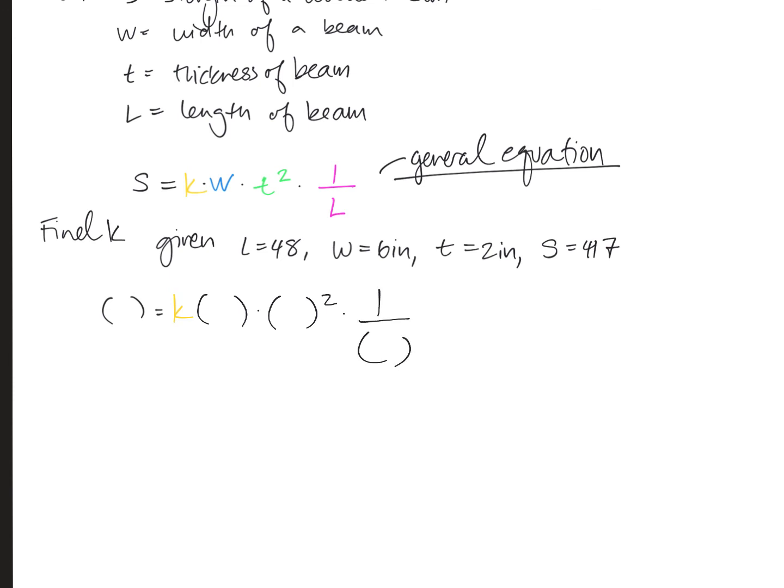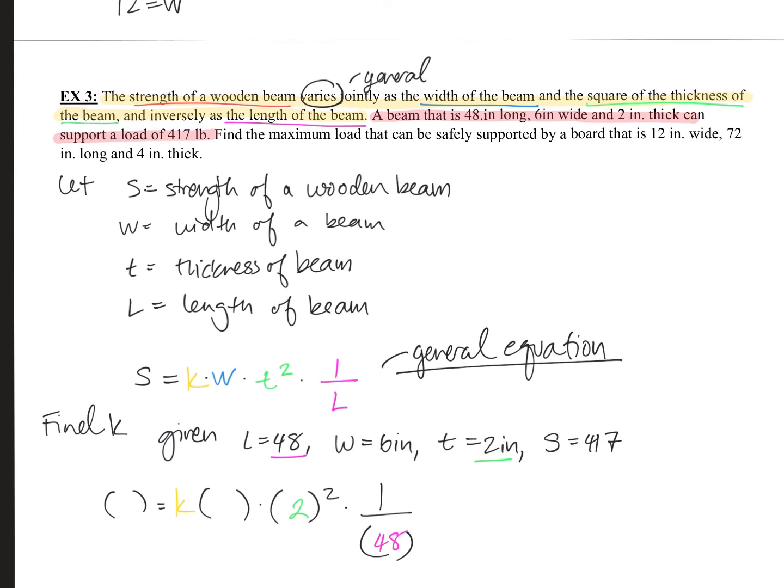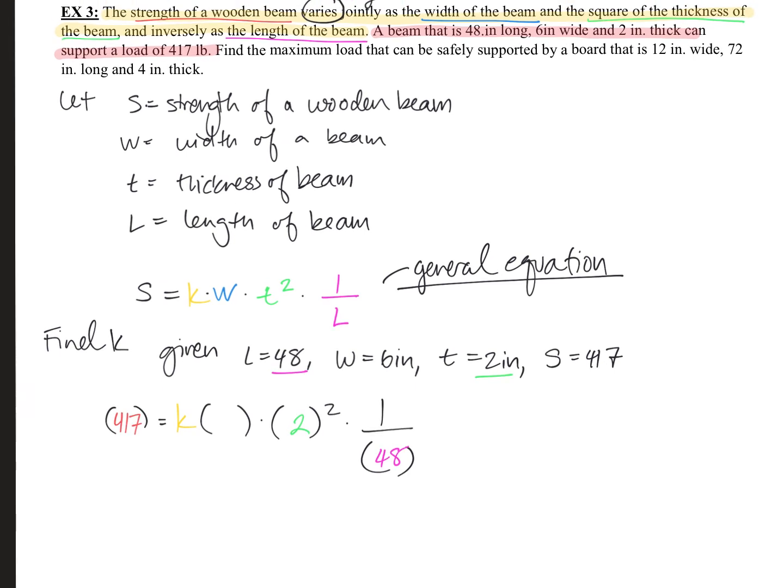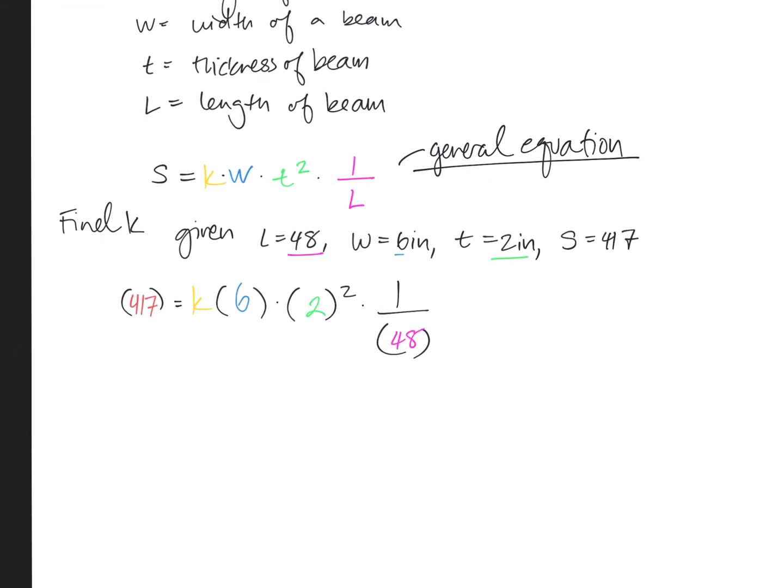All right, so what are all these values? Well, L was 48. And then let's see, T is 2. Strength S. What are we given for S? I think S was supposed to be in red. So 417. And lastly, we're looking for the width, which I said was blue, so the width is 6. There we go. So now we're going to use this to find k.